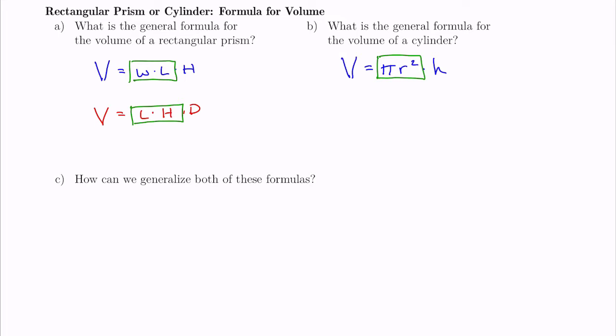In part C, how can we generalize both of these formulas? Or taking into account that there's two versions of that rectangular prism formula, how can we generalize all three of these? They can all be generalized by the fact that the volume for both of these shapes is the volume of a base area times its height.